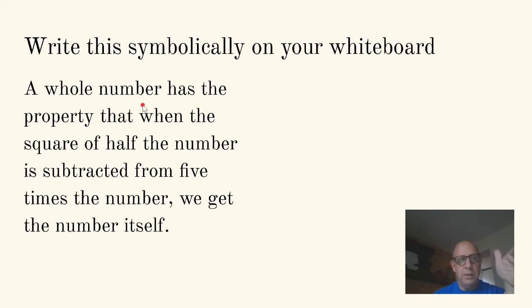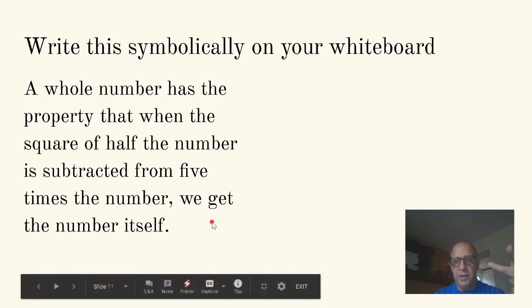So a whole number x, and we square half the number. So x divided by 2 is half the number, and then we square that, so to the power of 2, and we subtract it from 5 times the number. So I'm going to take 5 times the number, and I'm going to subtract x divided by 2 squared, and then I get the number itself. So it's going to equal the number.